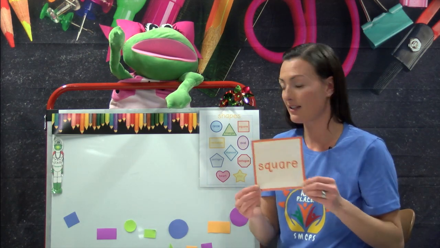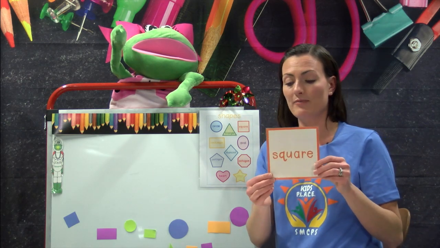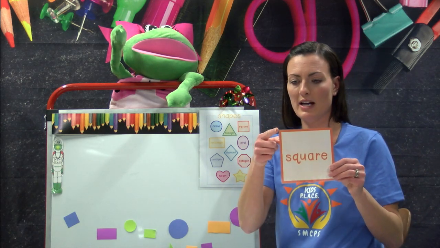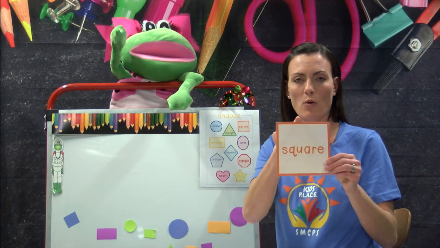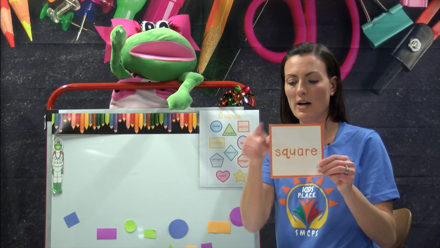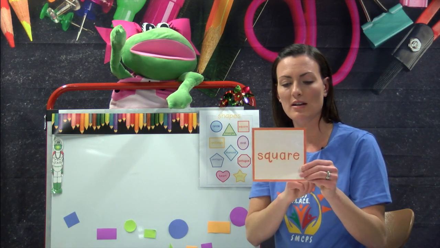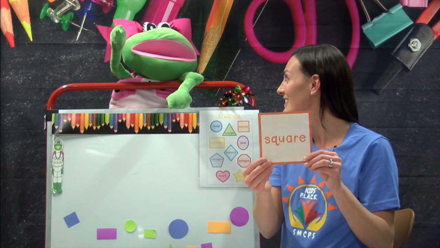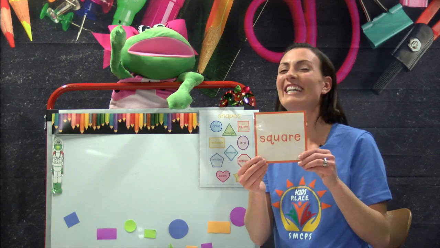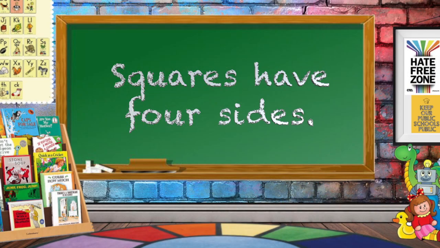Let's take a look at this shape, Franny and friends. We're going to count how many sides it has. Well, I'm going to start. Ready? It has 1, 2, 3, 4 sides, and it has 1, 2, 3, 4 corners or vertices. Fanny, do you know what this shape is called? Is it a square? It is a square. Great job, Fanny.